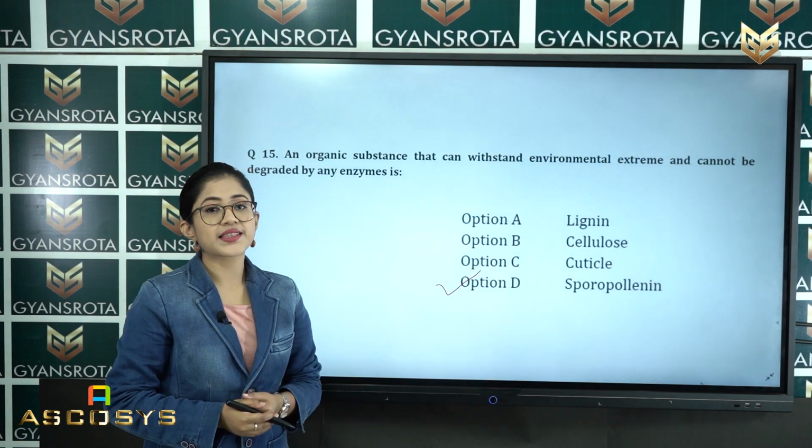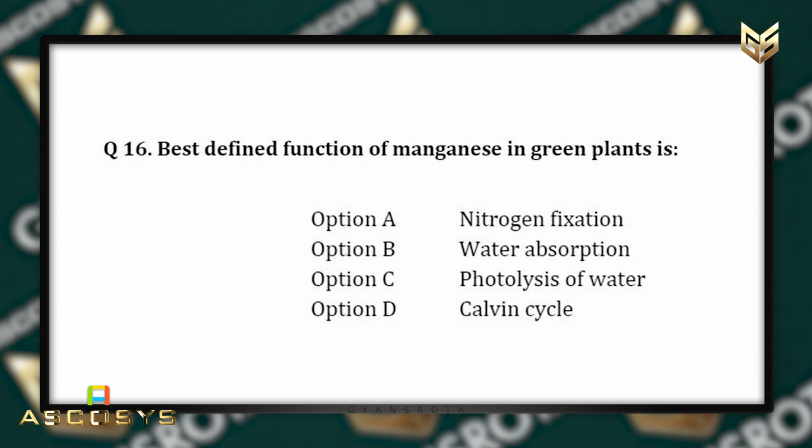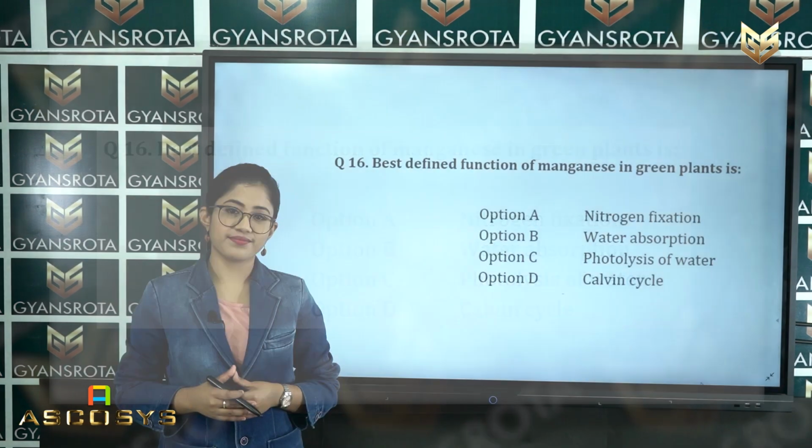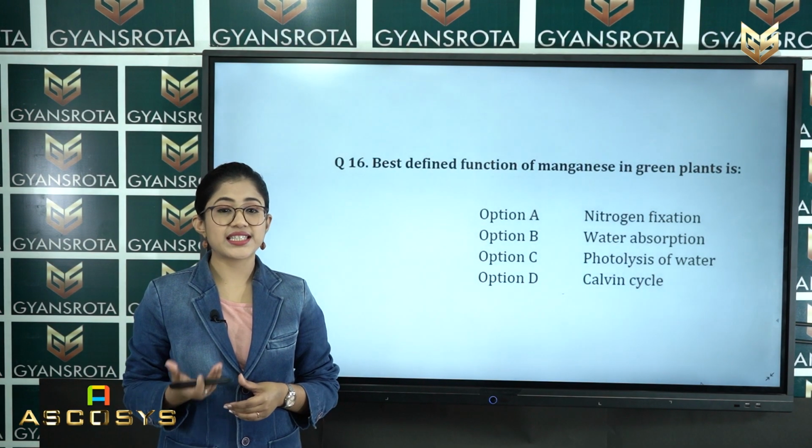Alright student, now let's see the next question, that is question number 16. Best defined function of manganese in green plants is option number A, nitrogen fixation, option number B, water absorption, option number C, photolysis of water, option number D, Calvin cycle. Student, this is from the chapter Mineral Nutrients. So what is the correct answer?